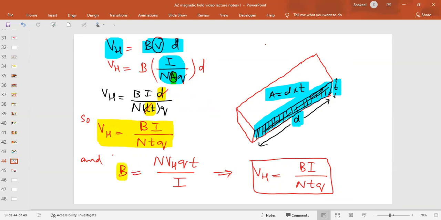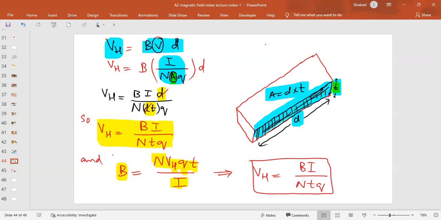Furthermore, we can make B the subject, as we have to find B, which is magnetic field strength. So it is nV_Hqt over I, where n is the number charge density, it is a material feature, V_H is the Hall voltage, you will measure it through a voltmeter, q is the charge, which is elementary charge, 1.6 × 10 to the minus 19, t is the thickness, which you will measure from here, and I is the current, which you will measure through an ammeter, right?